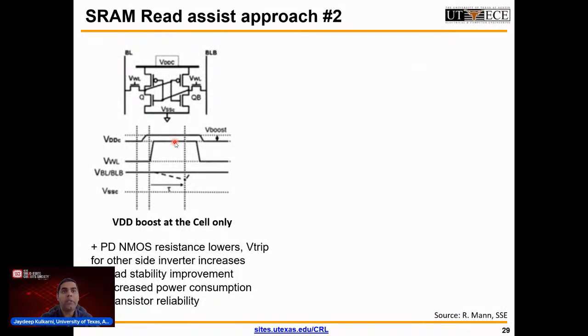The other approach is we can increase the voltage only for the cross-coupled inverter pair, as shown over here, so that the NMOS and PMOS devices here have a higher overdrive voltage, higher gate drive, and hence they are able to retain the bit cell nodes in a robust way compared to the nominal supply voltage at this cross-coupled inverter.